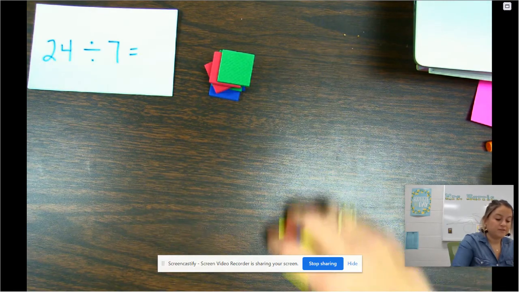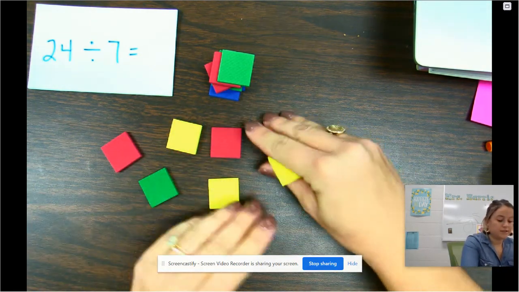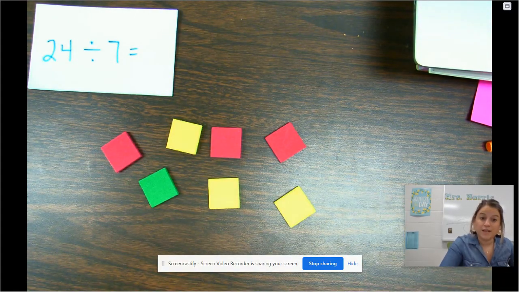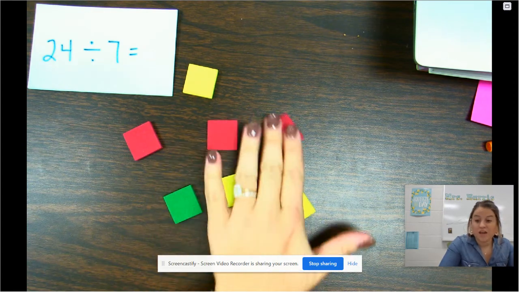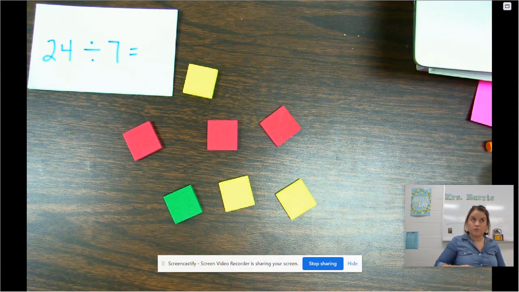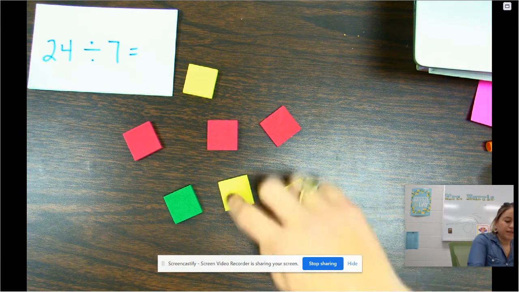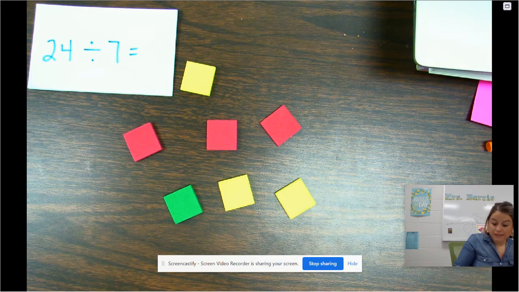So if I want to make 7 groups, I might do it this way. 1, 2, 3, 4, 5, 6, 7. Those are my 7 groups. Now I've got to divide them equally into these 7 groups. This is just another way to look at division. This would be the 2 different strip diagrams that we made on Tuesday. I've got my 7 groups. Now I've got to distribute. I've got to share evenly with each one.